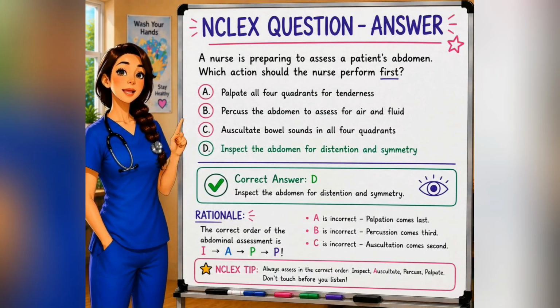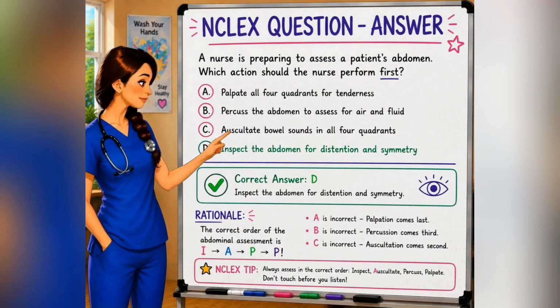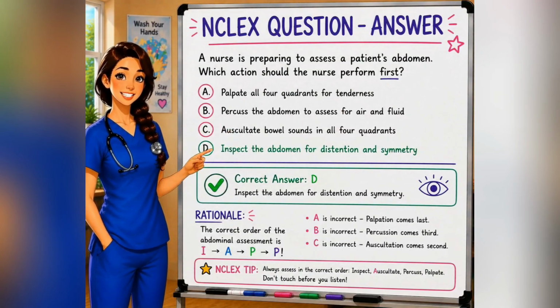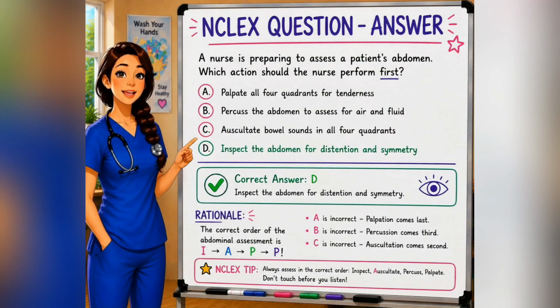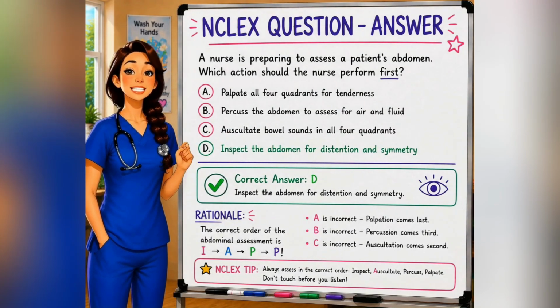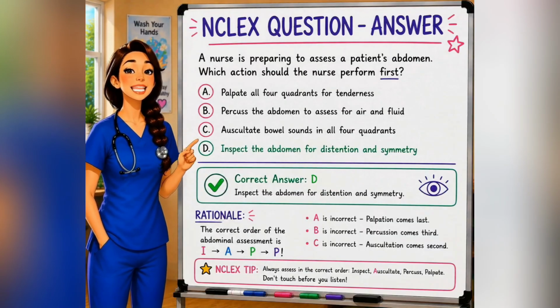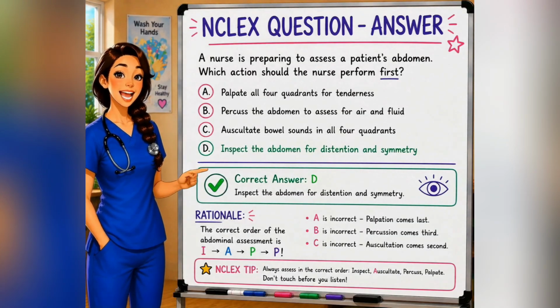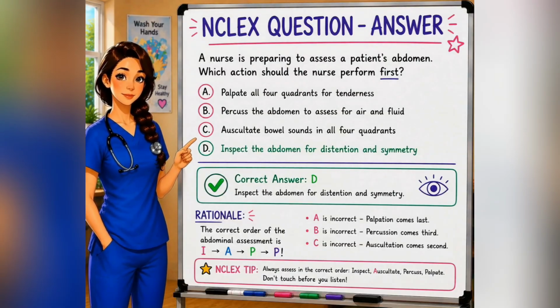NCLEX tip. Abdominal assessment is one of the most commonly tested assessment sequences on NCLEX. Remember, inspect, auscultate, percuss, and palpate. If you palpate or percuss first, you risk stimulating bowel activity and getting inaccurate bowel sounds. Listening first protects the accuracy of your assessment.